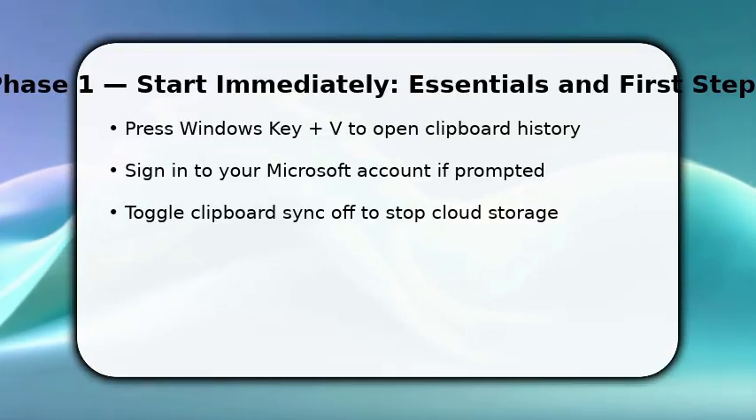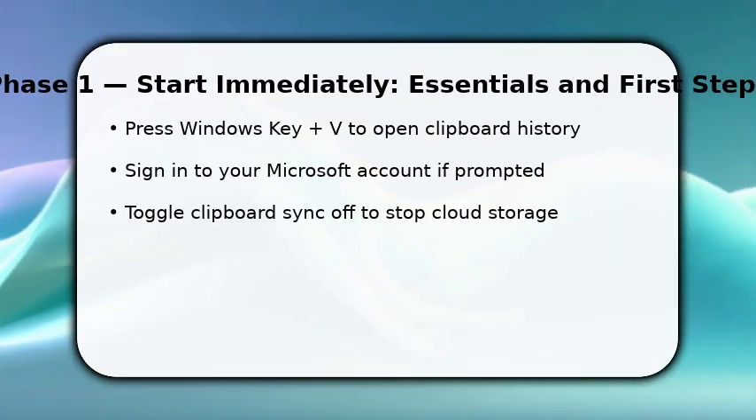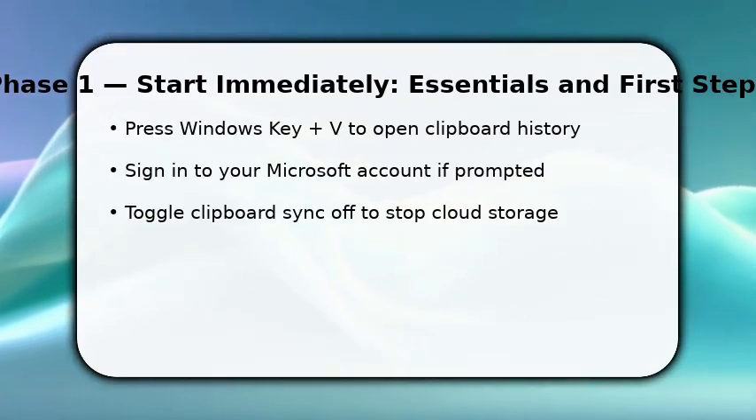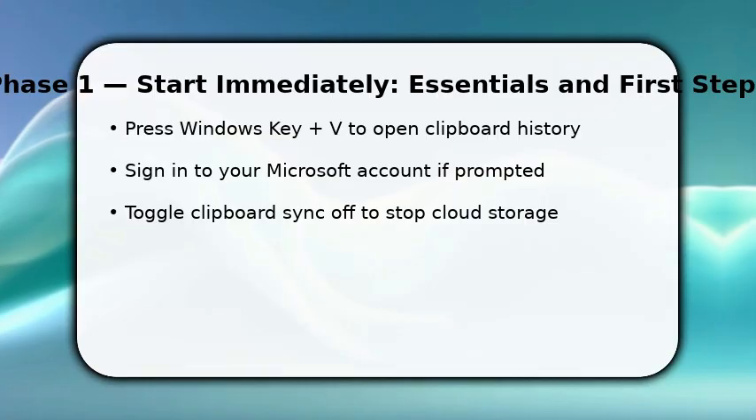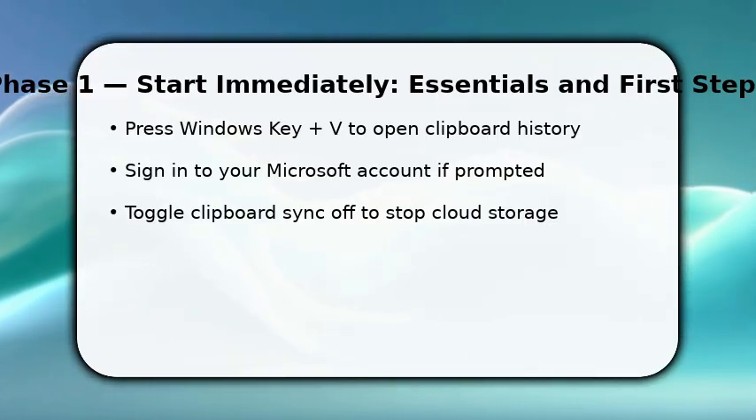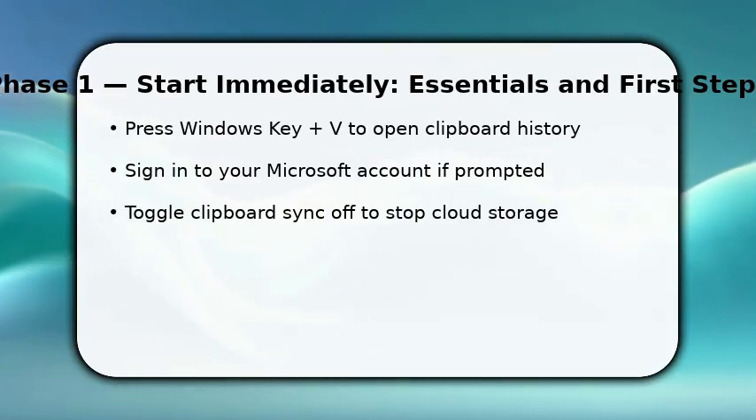You start by opening Clipboard settings directly. Press Windows key plus V and view the list. Once the panel appears, sign into your Microsoft account if asked, because signed data may sync to the cloud. You should then open settings from the panel and locate Clipboard options.